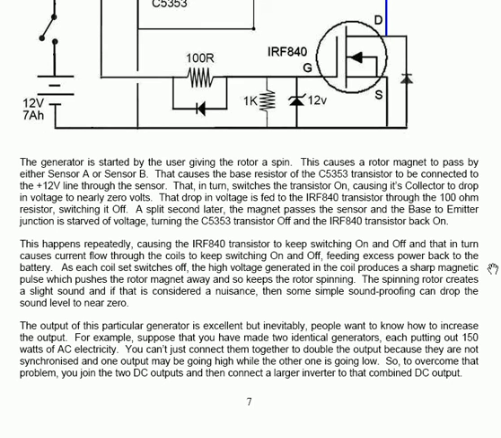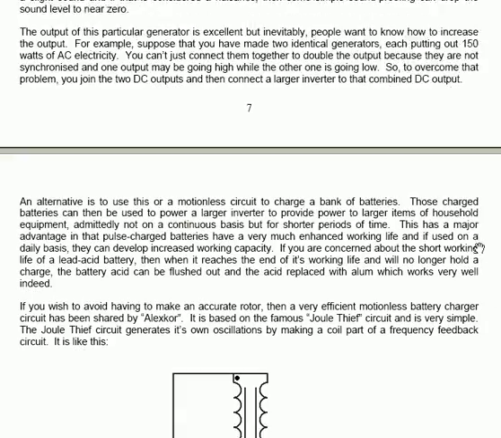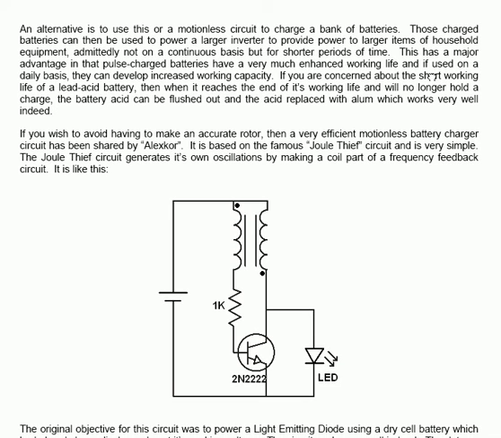And an alternative to doing this is to use this particular circuit, or a motionless circuit, to charge a bank of batteries. Those charged batteries can then be used to power a larger inverter to provide power to larger items of household equipment, admittedly not on a continuous basis, but for shorter periods of time. This has a major advantage in that pulse charged batteries have a very much enhanced working life, and if used on a daily basis they can develop increased working capacity. In other words, the batteries look as if they're bigger than they actually are.